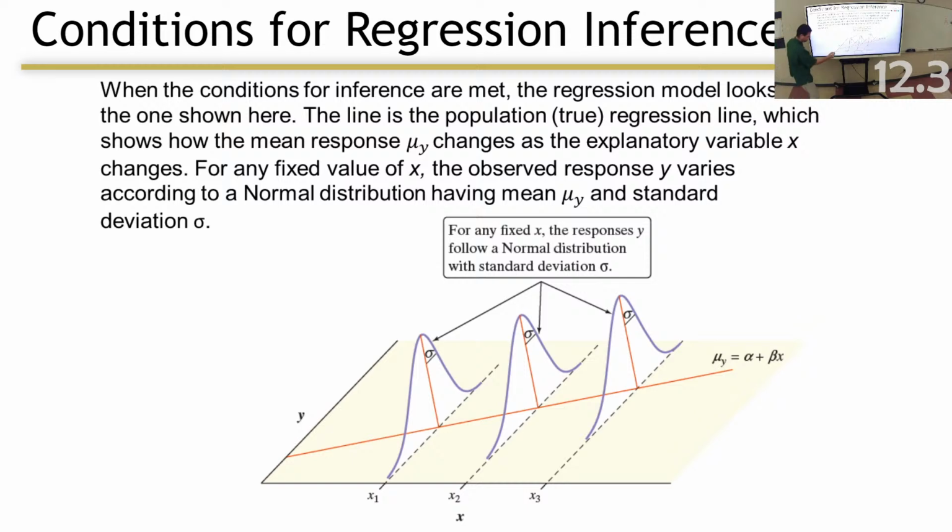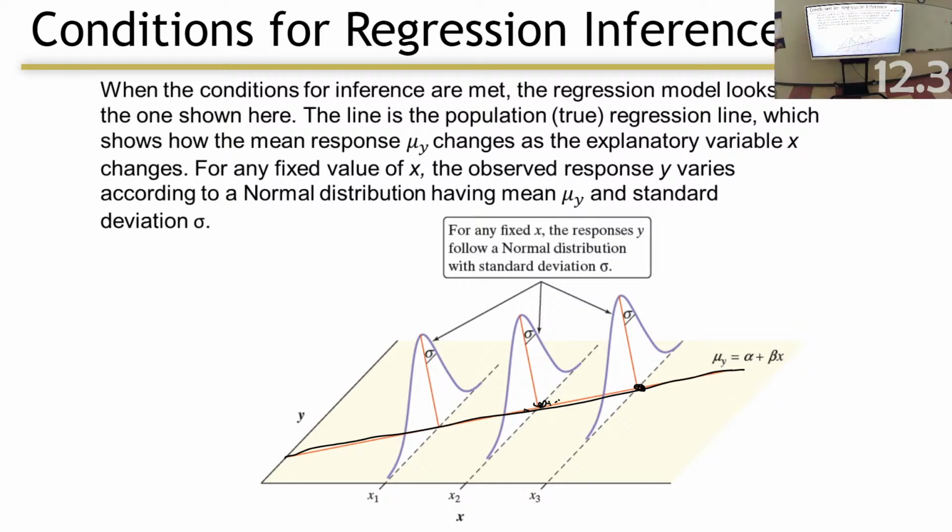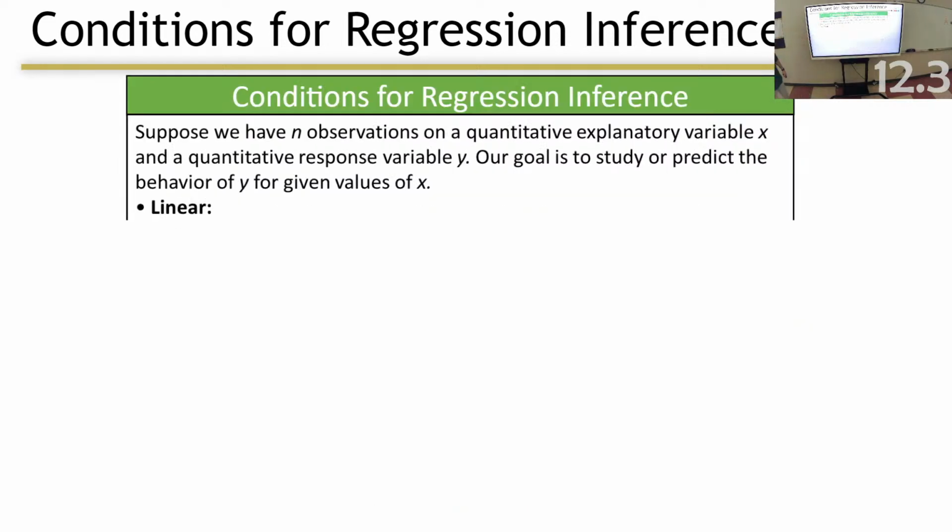Picture this. Here's the population line, right? Here is a point. And then I can have all these points that are around it. It's kind of a 3-dimensional shape. So we have all these normal shapes that are kind of going along with it. I think that slide's worse.